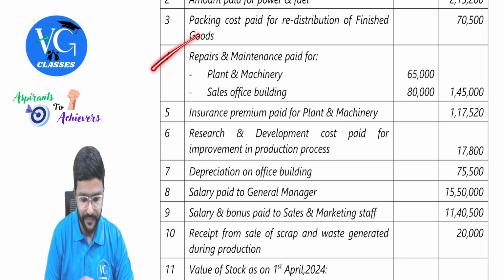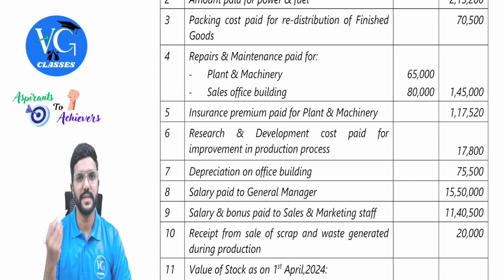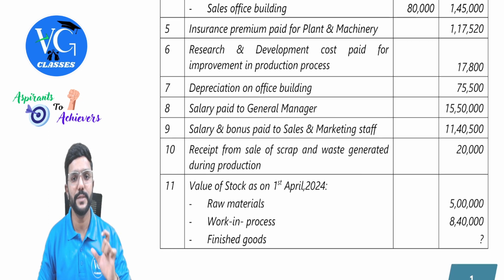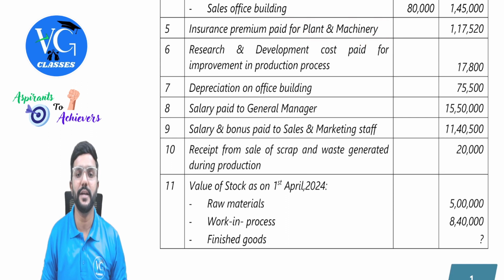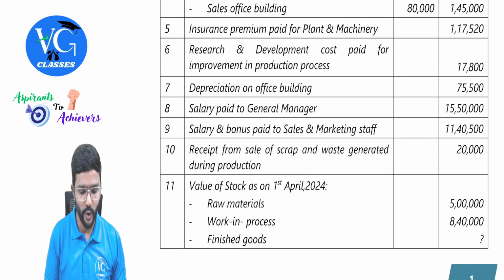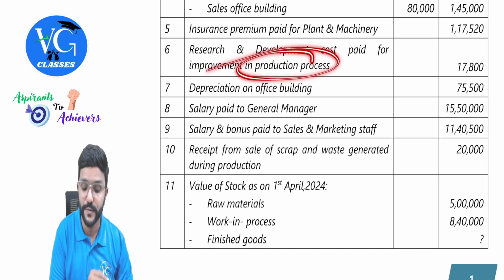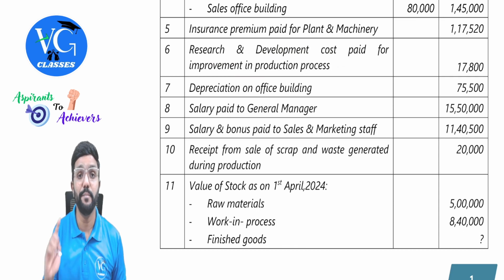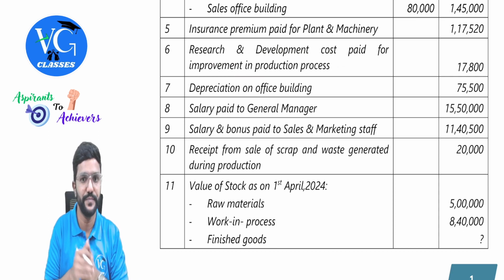Next, repairs and maintenance paid for plant and machinery. This comes under factory overheads, whereas repairs for the sales office building come under selling and distribution overhead. Then insurance premium paid for plant and machinery, where the plant and machinery is used in the factory. So this comes under factory overhead. Next, research and development cost paid for improvement in production process. This is R&D related to production, so where should we consider it? After factory cost, but before cost of production.